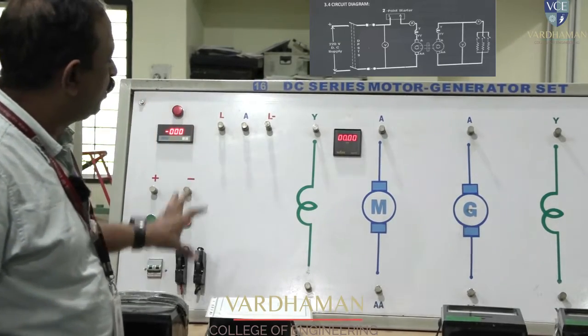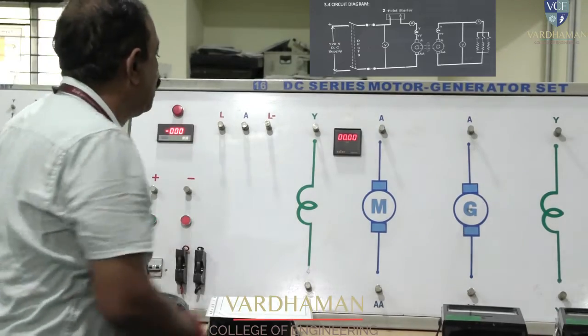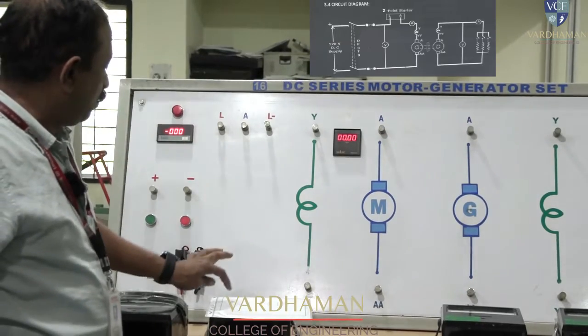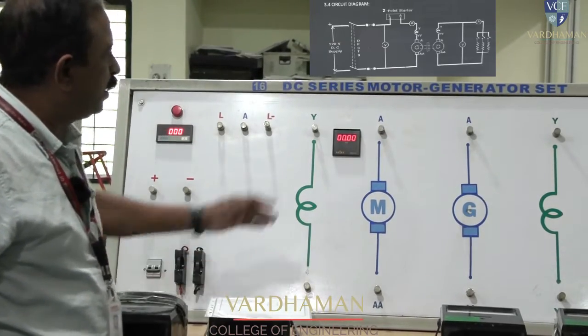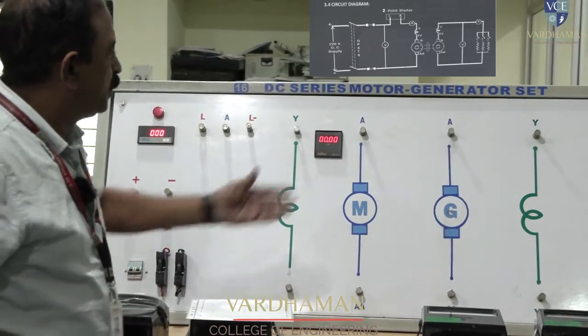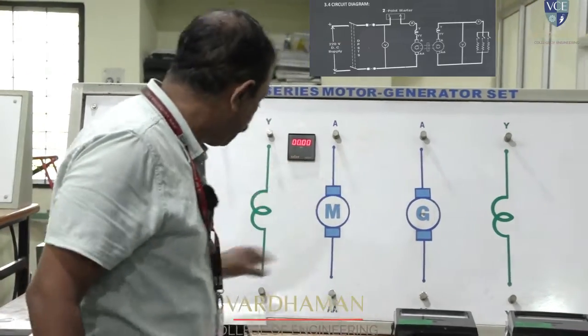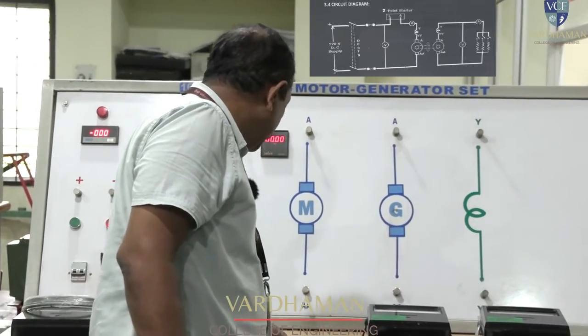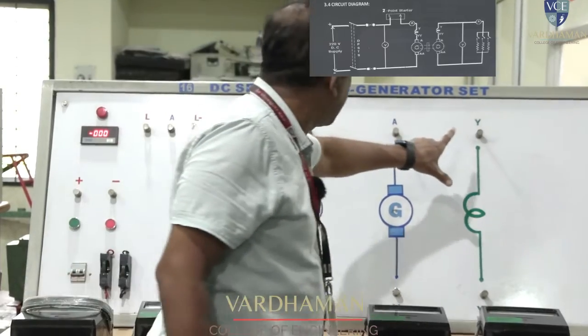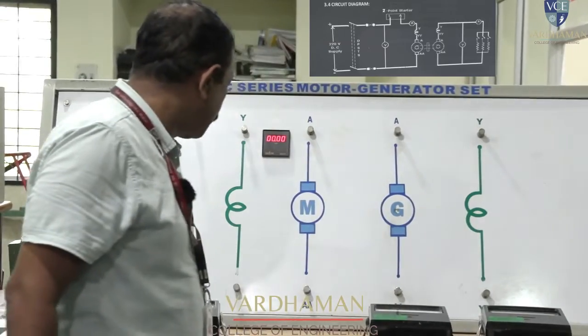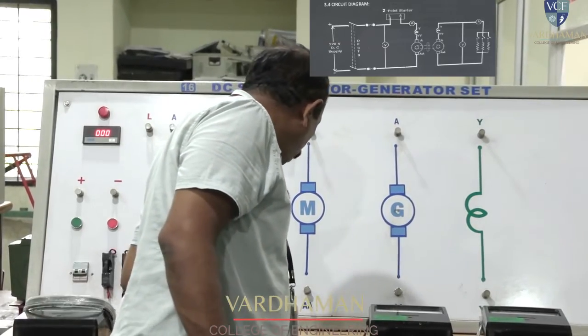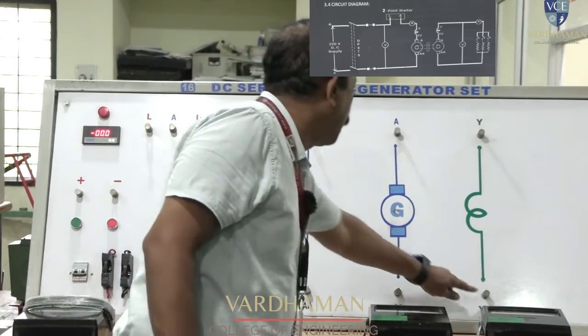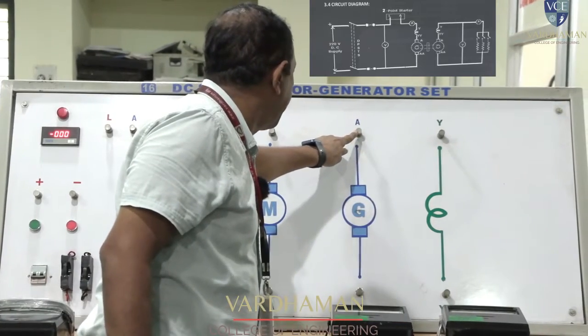You can verify the connection procedure by checking the circuit diagram here. Let us come to the generator. Generally, the generator will induce the voltage. In the terminal connections, the series field is connected in series with the armature. So Y is connected to A, and YY is connected to A.